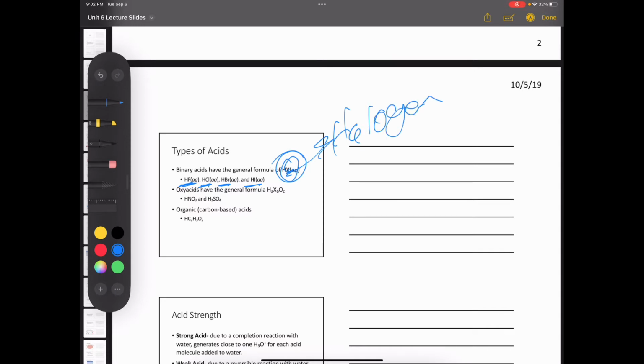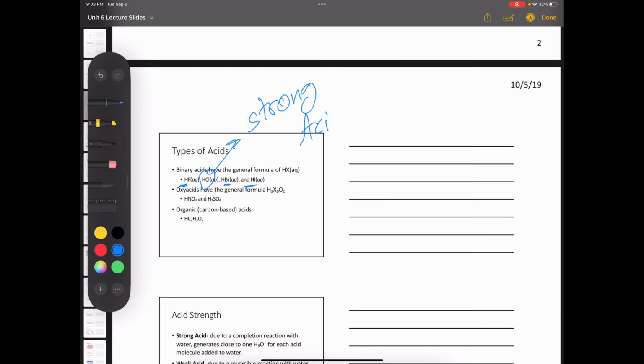X in general here is a halogen. When we say it's a halogen, if you look at the periodic table one more time, it's the group right next to the noble gases, to the far right on the periodic table. Those always form binary acids. And when we say binary, that means it has a single proton that it's willing to dissociate. Among this group of acids right here, HCl is the strong acid. Everything else is a weak acid.